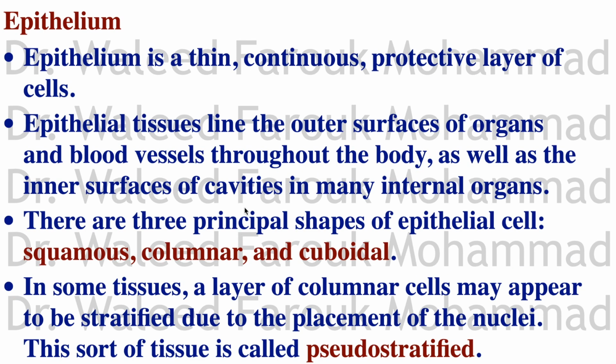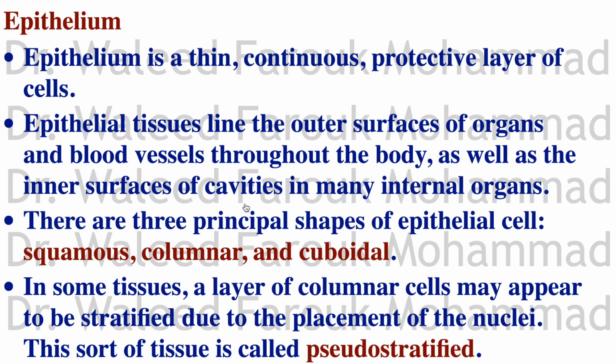Epithelium is a continuous thin layer of flat cells, or of cells according to the type of the epithelium. It's a protective layer of cells. It lines the organs and blood vessels from the inside and outside. The inside is called the endothelium, and the outside is called according to the site where it is, like peritoneum, for example, in abdominal organs, or pleura if it covers the lungs. So according to the site, it's named.